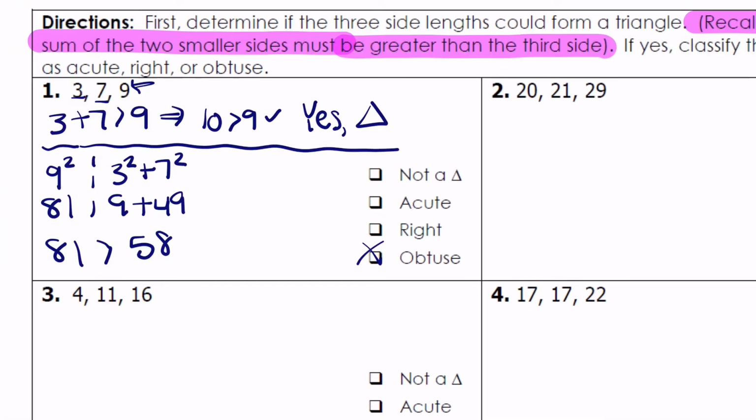So we use the three side lengths of a triangle in order to classify it. We did a whole unit on classifying triangles. This is just another way we can do that.